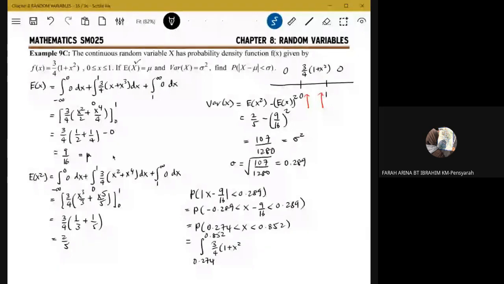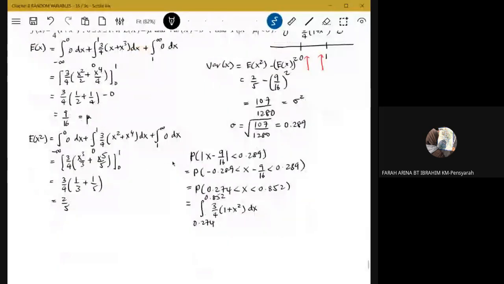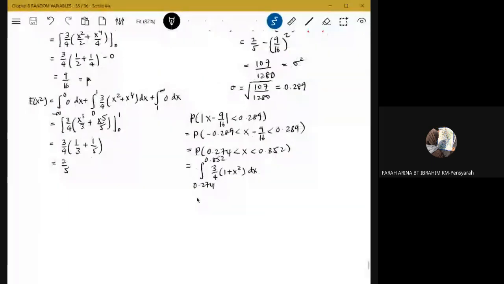Okay, hanya integrate function saja, bukan darab dengan x, bukan darab dengan x square. Sebab ini tak melibatkan expectation langsung. Ini hanyalah finding the probability directly daripada probability density function. Okay, so we integrate, we're gonna have x plus x cube over 3. Limit yang diberi adalah 0.274 to 0.852.